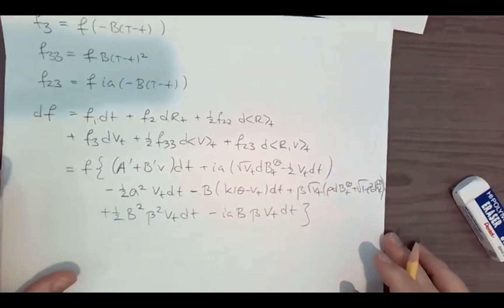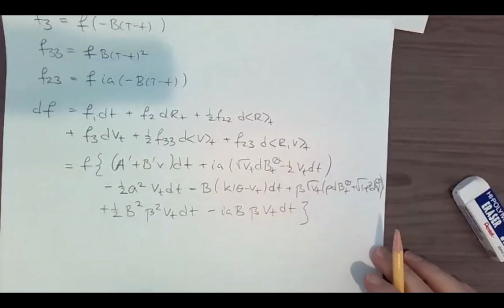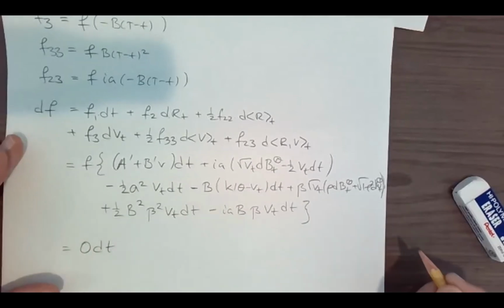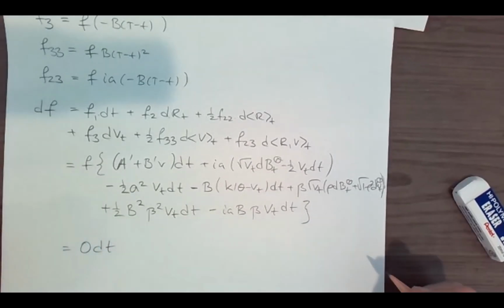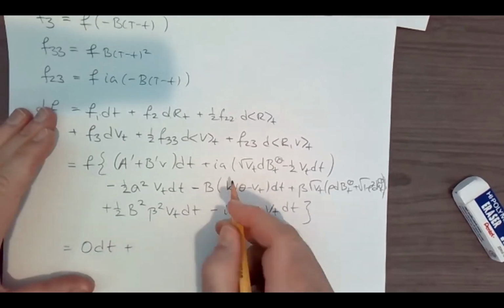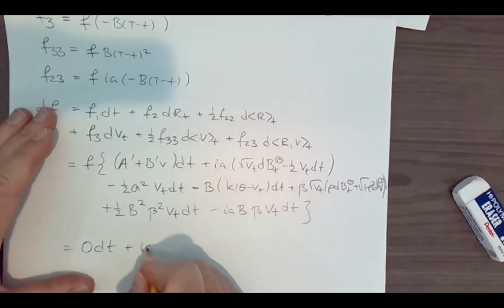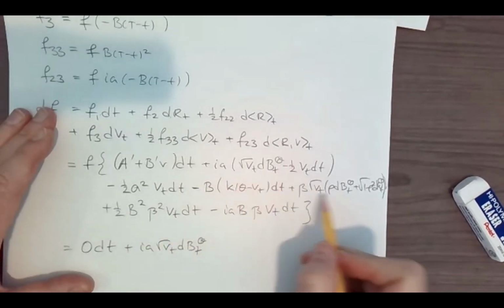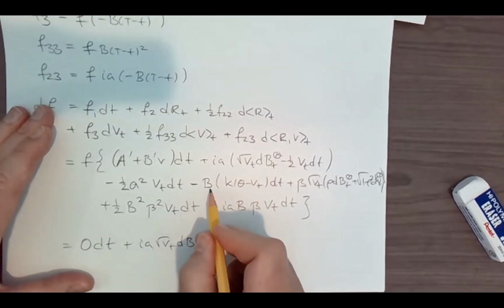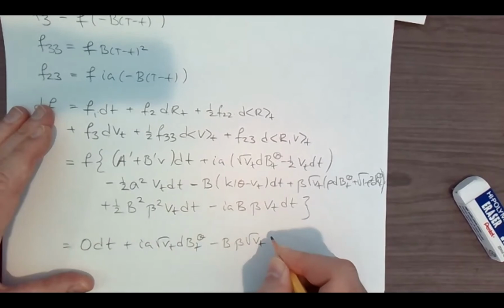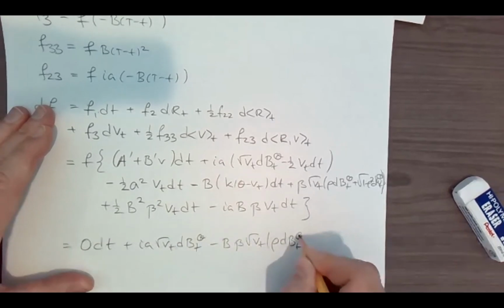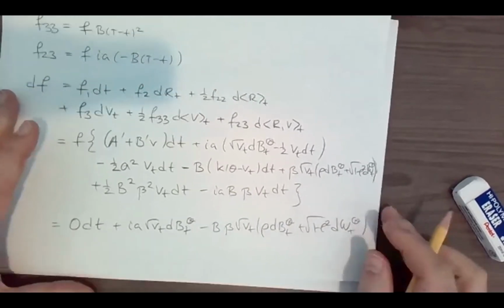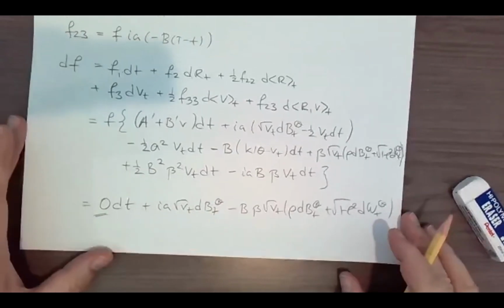And unless I made a mistake somewhere, which I probably did, this is the mess that you get. Right, and so what you want to have here is a 0 dt, and then some martingale terms. What are the martingale terms? Well, there's one here, IA root Vt dBtq, that was one term. And then there's some mess over here: minus a B, beta root Vt, and then this is rho plus root 1 minus rho squared. But it's the 0 dt that's going to give us the restriction.